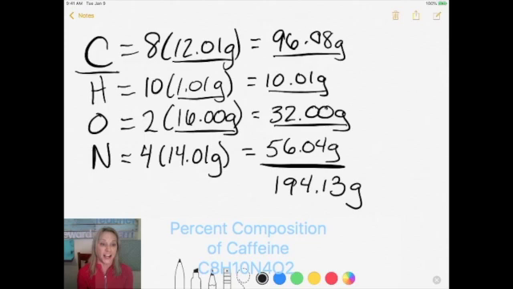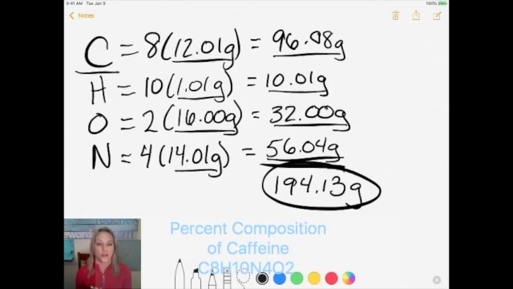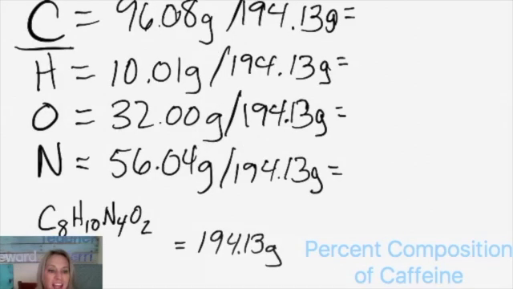And then for nitrogen, we have 4, and the periodic table tells us that they're 14.01 grams each, so our mass for nitrogen is 56.04. We add these up together in our final step, and we get our total mass for the entire molecule as 194.13 grams. Now that we have this information set up to divide, notice our grams are going to cancel, which means we are going to be left with no unit on each of these.